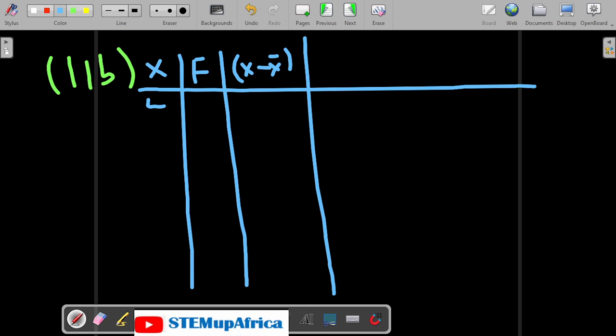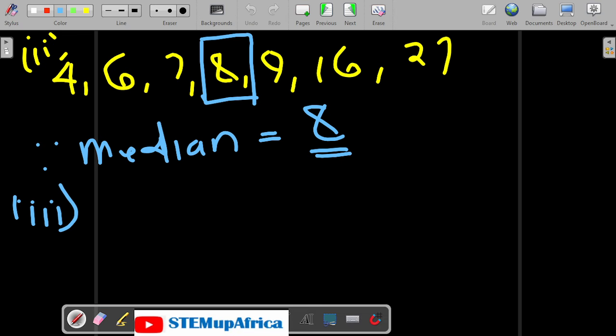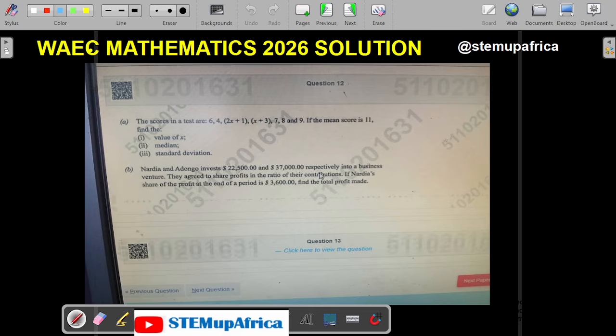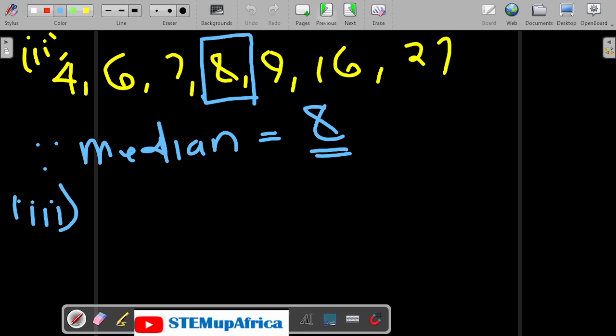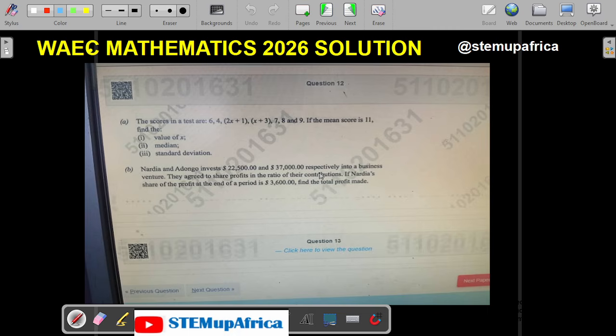So the numbers started from 4, 6, 7, 8, 9, then we have 16, 27. The frequency of each is 1. Then our x bar, don't forget that, is given to us as what from the question? Our x bar is given to us as 11.